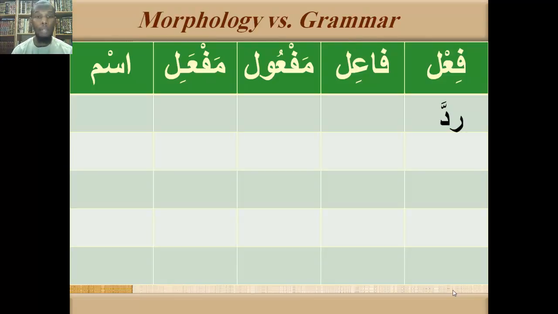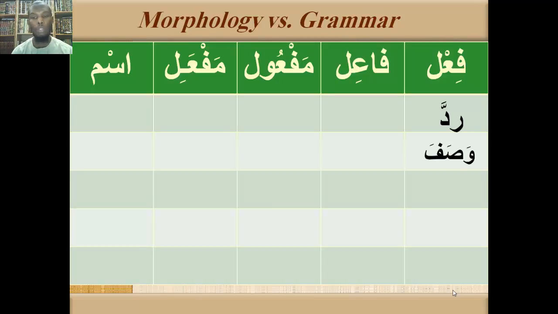We have radda, rad, which means to reject. What you'll notice about rad, which makes it a bit odd, is that the ainul fi'l and the lamul fi'l are the same, and so they're put there with the shadda on top. We don't say radada, we say radda. Same as hajj, you say hajja.